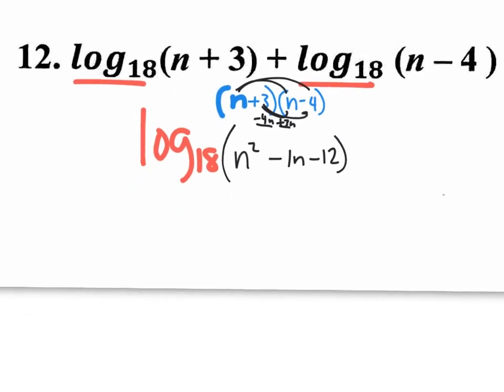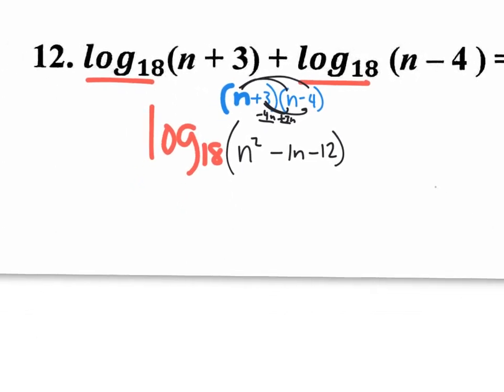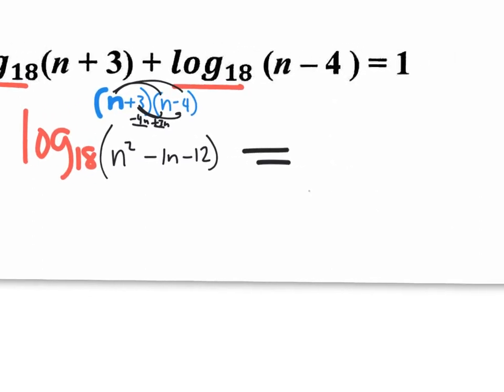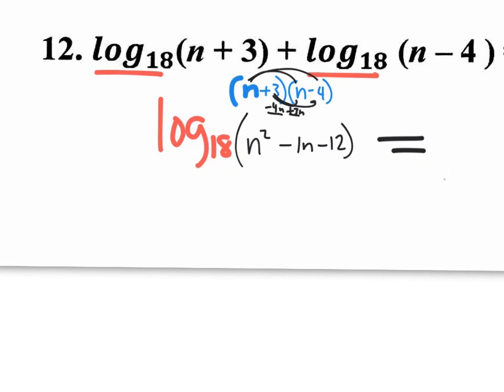So on the left side of the equation, I took this log base 18 and that log base 18, condensed it, multiplied these two binomials, got that quadratic trinomial. That's the left side of the equation. Here's my equal sign. Let me check out the right side. There's a 1 over there. A nice, beautiful 1. Okay, now at this point, I need to get rid of the log base 18.